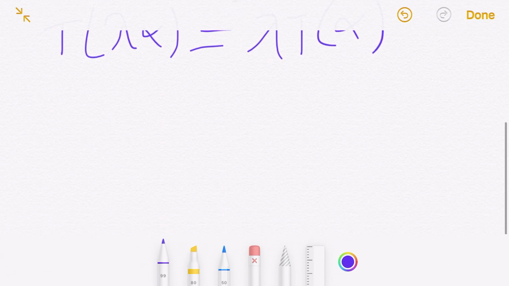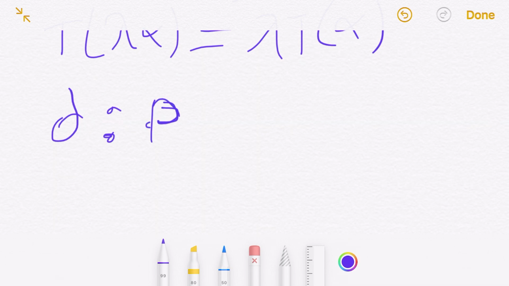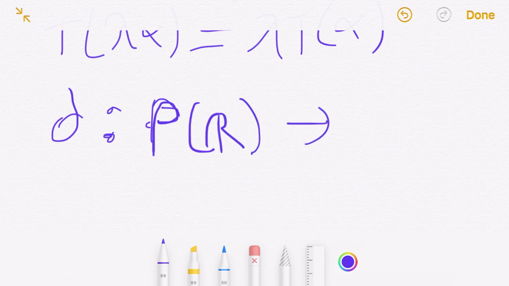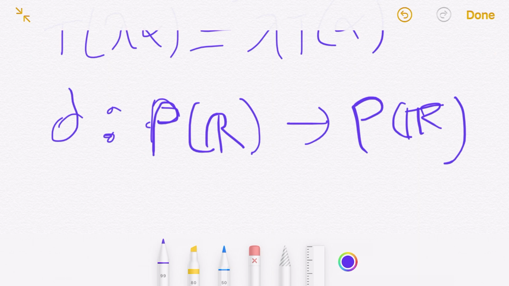So what are a few examples of a linear map? One linear map could be the differentiation function. Suppose I call D a function, and D is defined as a function from the vector space of polynomials to another vector space of polynomials. And this is a linear map.